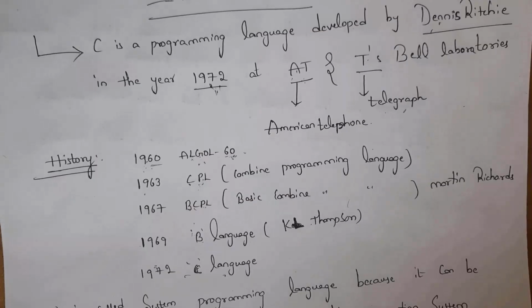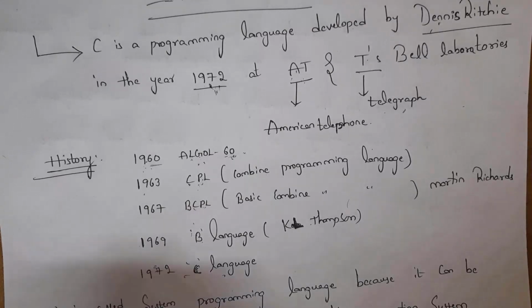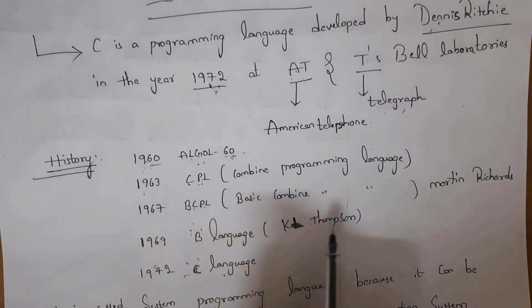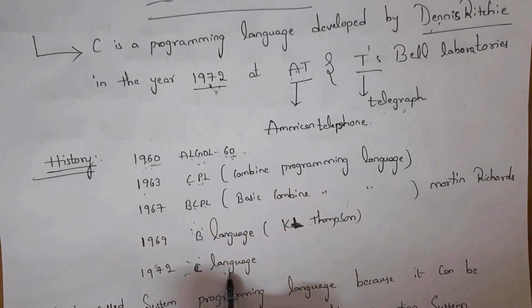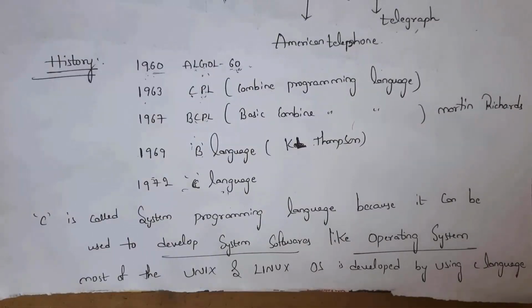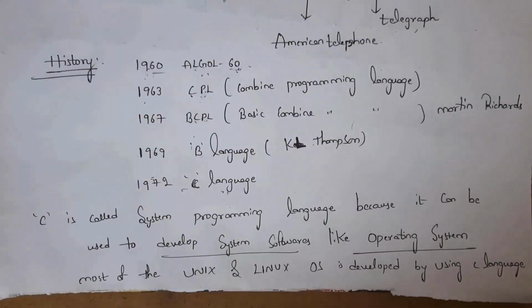BCPL was developed by Martin Richards, and B language was developed by K.L. Thomas, and C language was developed by Dennis Ritchie. We can also call C language a system programming language, because by using C language we can develop various kinds of system software like operating systems. Most of the Unix and Linux operating systems are developed by using C language.